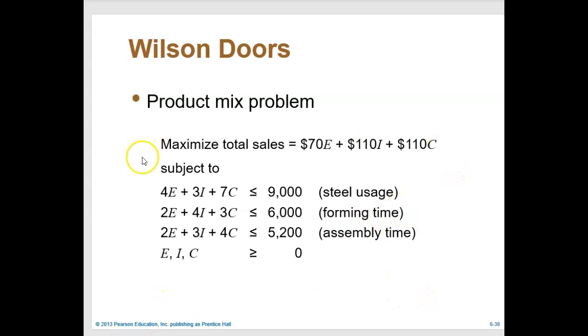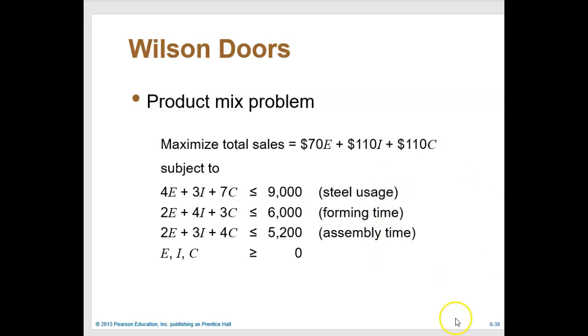Now, if you solve this particular model that we have created and you see in front of you on this slide here, the optimal solution of this LP turns out to be to produce 1,400 exterior doors, 800 interior doors, and no commercial doors for a total sales of $186,000. Now, at this stage, you should be able to easily verify this yourself by solving this in Excel Solver.